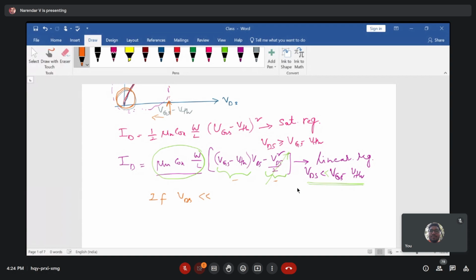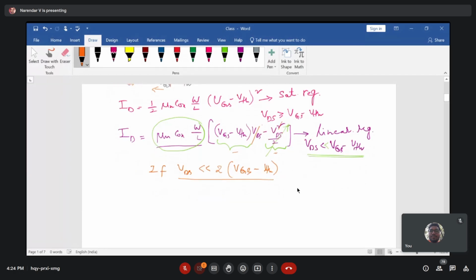What you can do here is that if VDS is the same, you can cancel one VDS here and one VDS here, and then you have VDS by 2. Now VDS is less than twice the VGS minus VTH, if this is the condition where you are operating your VDS value. So now the VDS value is very close to 0, or you can call it that VDS is much less than twice the VGS minus VTH.